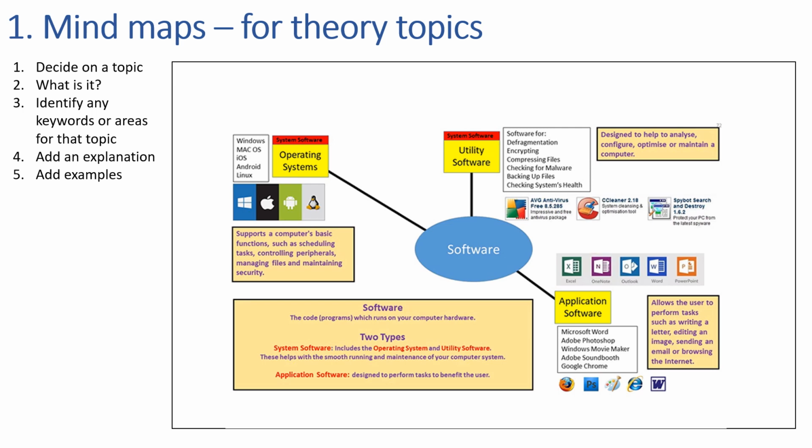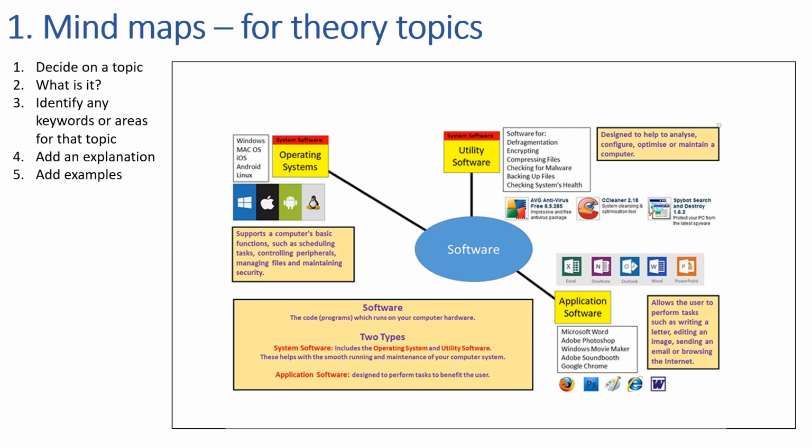To do a mind map, the first step is that you're going to decide on a topic. Then, on the mind map, you need to start by saying what that topic actually is. So what does it mean? Then identify any keywords or areas within that topic. In this example, you would talk about operating systems and utility software, because they are the types of software that you need to know. And then you could mention some application software as well. Then for each of those subsections, you add an explanation and add some examples.